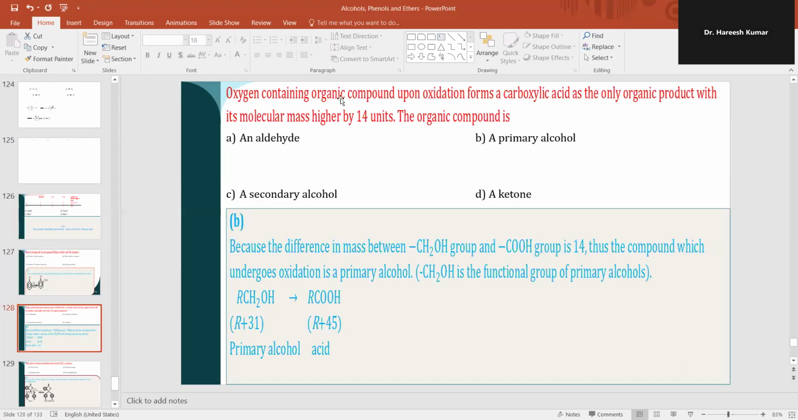An oxygen containing organic compound on oxidation forms a carboxylic acid as the only organic product with its molecular mass higher by 14 units. The organic compound is a primary alcohol because the difference in mass between the CH2OH group and COOH group is 14. Thus the compound which undergoes oxidation is a primary alcohol.